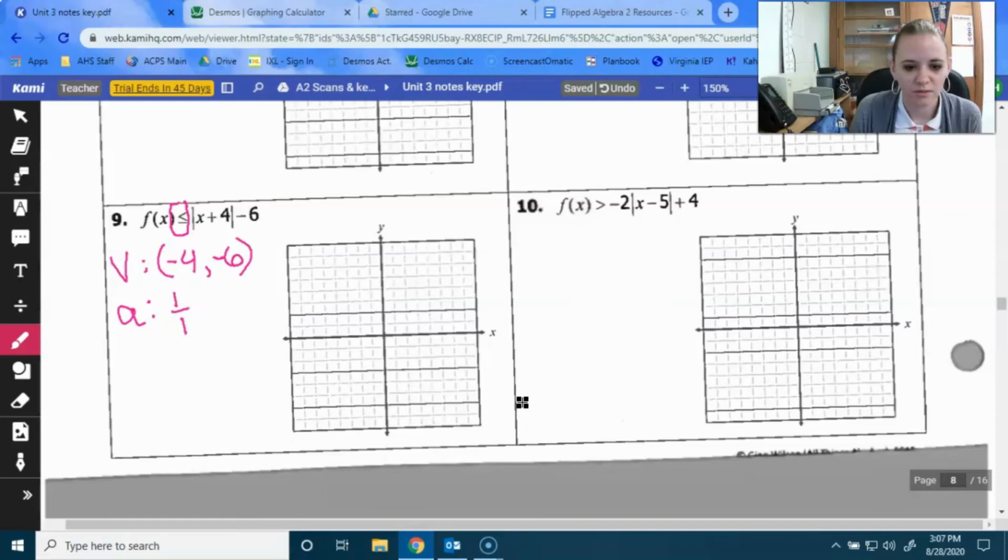Alright, so process is the same. Go ahead and plot your vertex. 1, 2, 3, 4. 1, 2, 3, 4, 5, 6. Down there. Slope is 1 over 1. It's always nice when it's 1 over 1. That's easy.